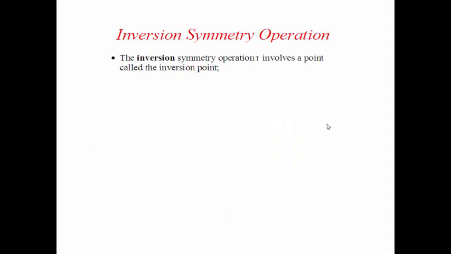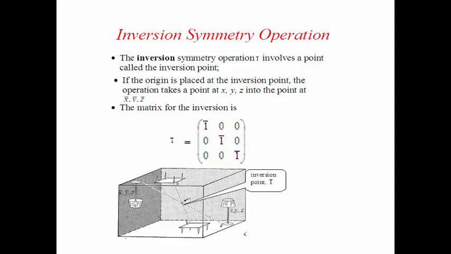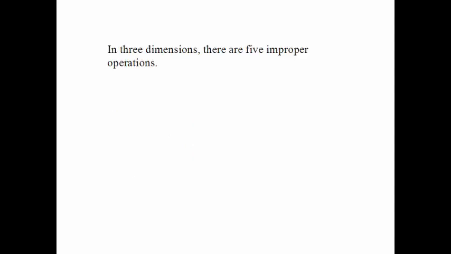The inversion symmetry operation involves a point called the inversion point, and if the origin is placed at the inversion point, the operation takes the point at XYZ into a point at X bar, Y bar, Z bar. The matrix for the inversion, 1 bar, has minus 1s all down the diagonal. The determinant of that matrix, of course, is minus 1. So we have a change of handedness.